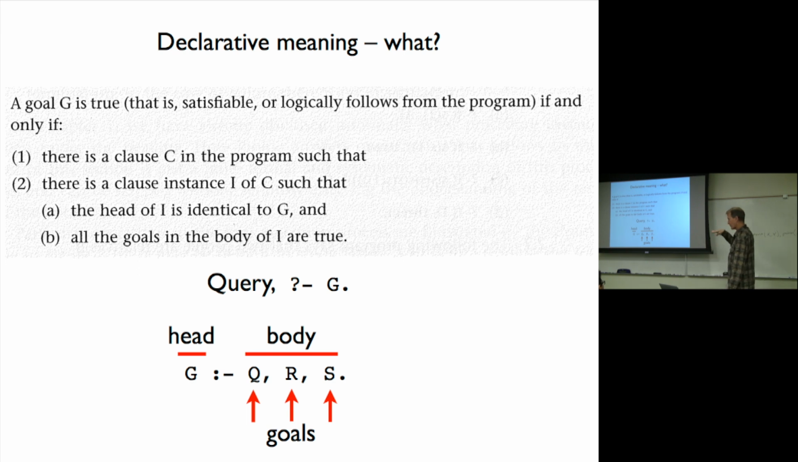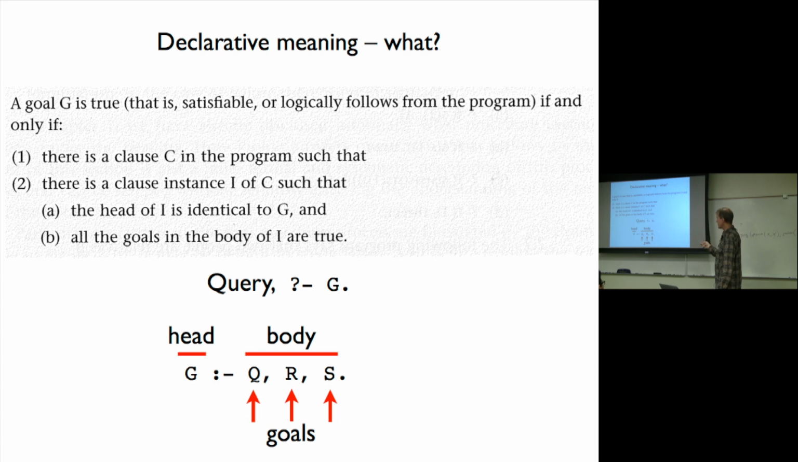Now, that's a lot of words, but here is an example with a figure that illustrates it. Suppose you have a query, and so you see here the question mark hyphen is our prompt, and suppose we type G period. Then when will this succeed? A goal G is true, that is satisfiable or logically follows from the program, if and only if there is a clause C.